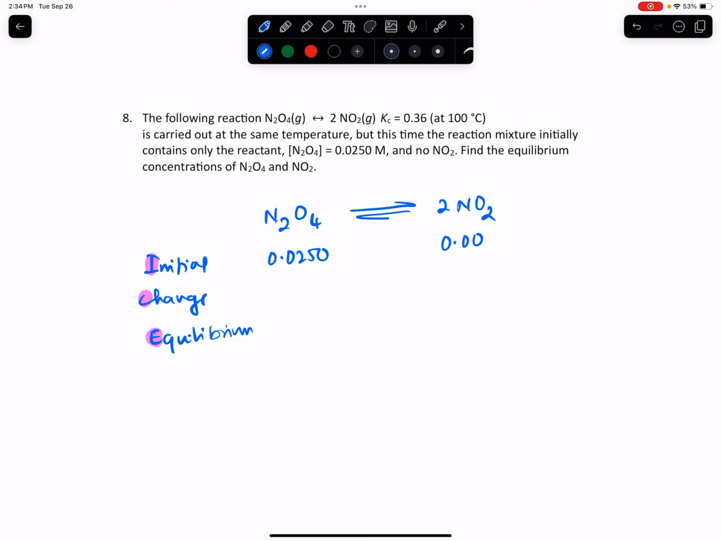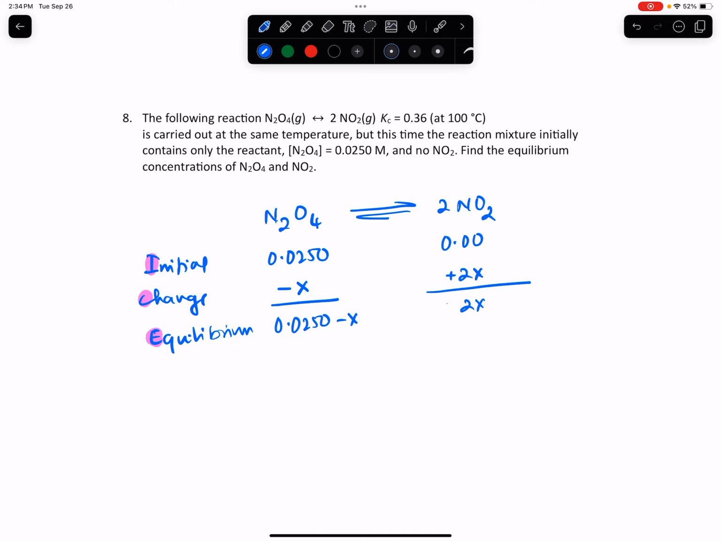So when equilibrium is reached, there's going to be a change. And so N2O4 is going to go down by, let's say, x. And NO2 is going to go up by 2x. And the 2 is here because of the stoichiometry of the reaction. And then if you add this all up, that's going to be what we have at equilibrium. So that's the N2O4 quantity at equilibrium, and this is the NO2 quantity at equilibrium.